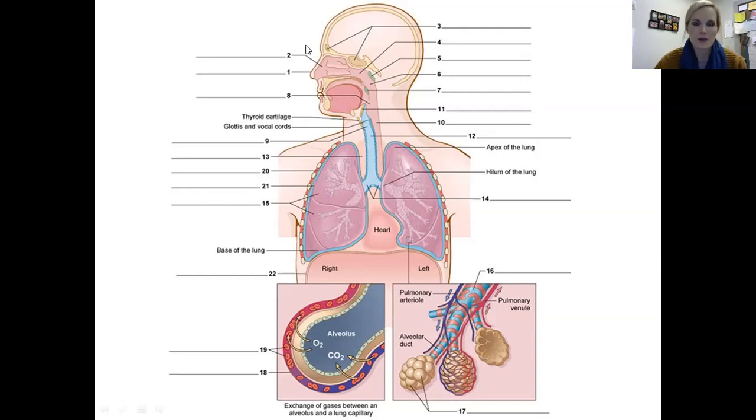Now, in this diagram, number 10 really has nothing to do with respiration. However, it is on this diagram for a very important purpose. That is because number 10 is our passageway for food. It is something we will talk about next class. It is the esophagus. The esophagus is really important in digestion. However, we point it out here because you can see it runs directly behind number 12, the trachea. So number 12 is our trachea, number 10 is our esophagus.